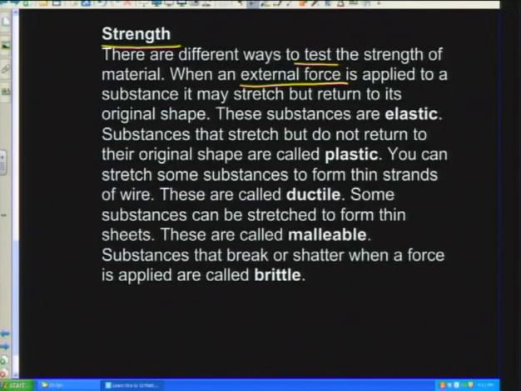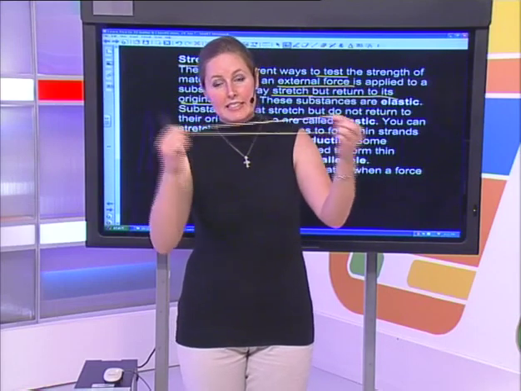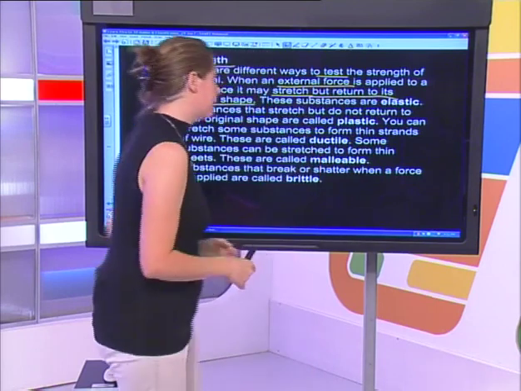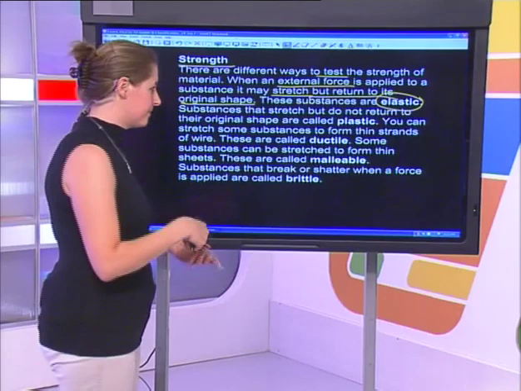An external force is applied to a substance. It may stretch, but then return to its original shape. Now I've got here an elastic band. This can stretch very easily and return back to its original shape when I release it. If it's able to stretch and return to its original shape, we would say that the substance is elastic. Okay? Like an elastic band.